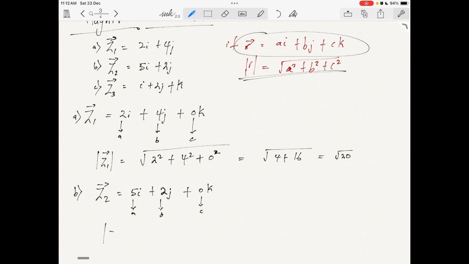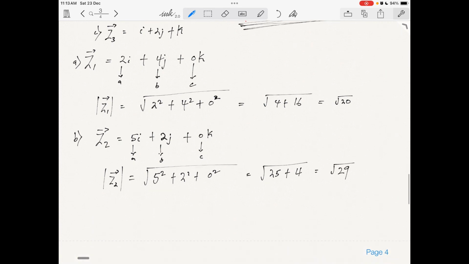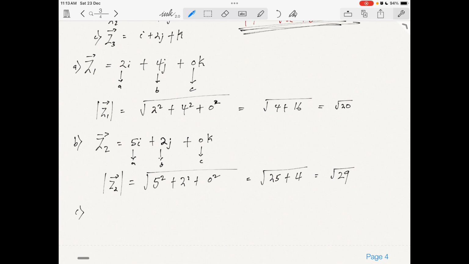Now the modulus or the magnitude of z2 will henceforth be the square root of, following the same formula, 5 squared plus 2 squared plus 0 squared. Alright, so which will give us the square root of 25 plus 4. Right, 5 squared is 25 and 2 squared is 4. And at the end of it all, we will have it to be root 29.